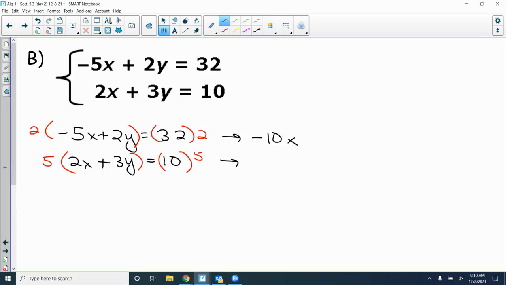Plus 4. Plus what? Plus 4y. Thank you. Equals 64. Equals 64. Agree? Disagree? I think it's right. All right. How about the bottom one?